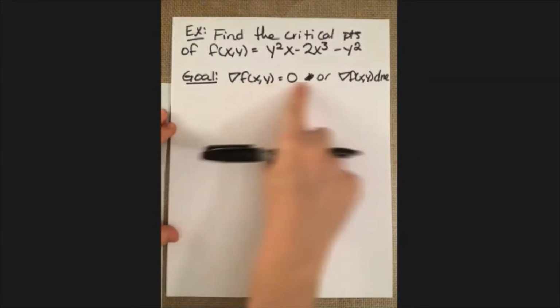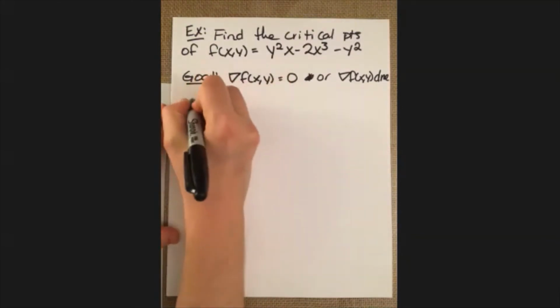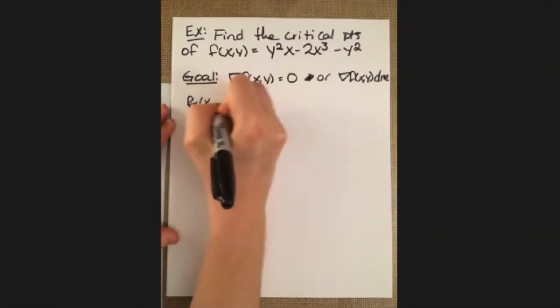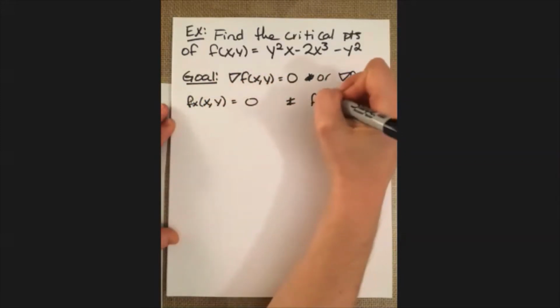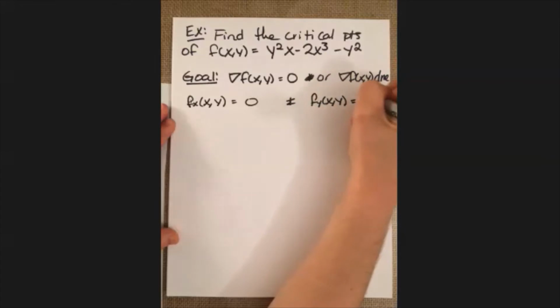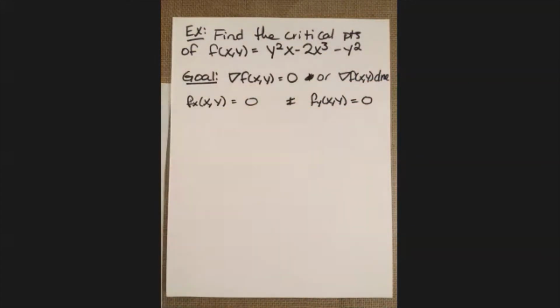So let's go ahead and start with this one right here. Saying that the gradient is equal to 0 means that we need our partial derivative with respect to x to be equal to 0, and we need the partial derivative with respect to y to be equal to 0. We need both of these cases to be true at the same time.